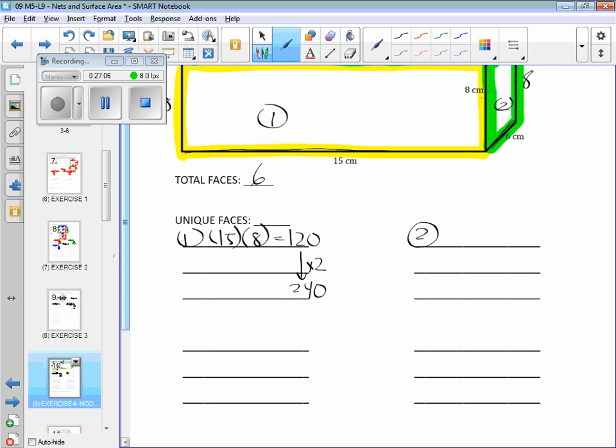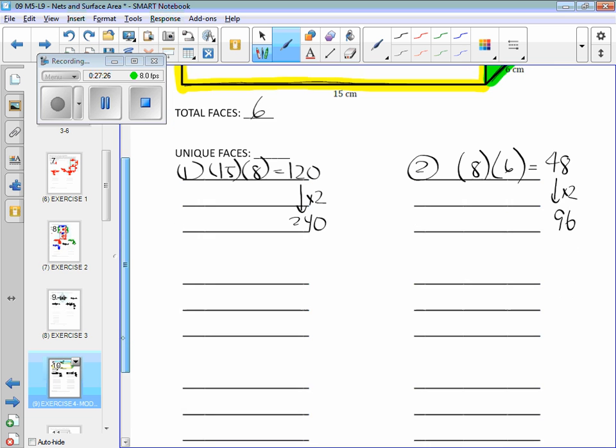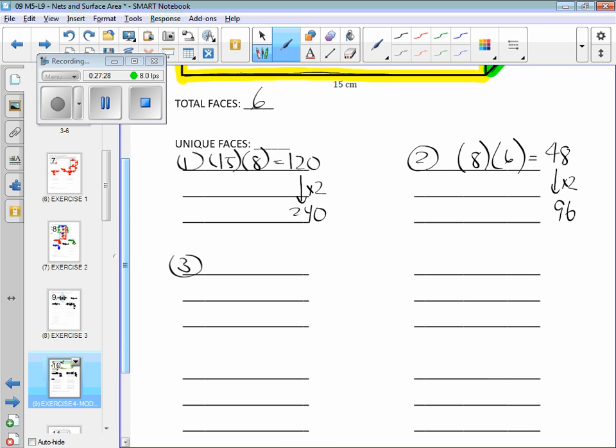Greg, dimensions of face number 2. 8 by 6. Total, before we multiply it. Nope, you can do it in any order. 48 times 2. 96. Matt Gannon, unique face number 3. Dimensions, please.